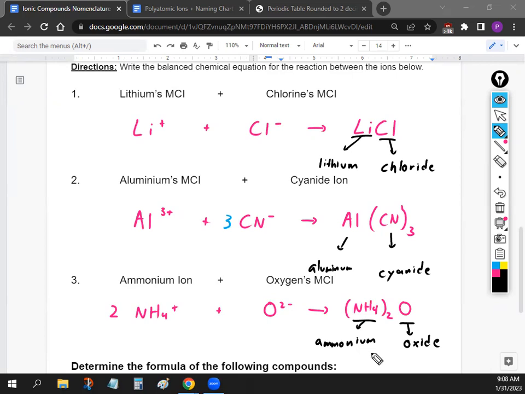So on the test, if you forgot or messed up and you put oxide, I wouldn't take points off for that. As long as you remember to change the ending to IDE and the front is somewhat the same, I'm cool with that.